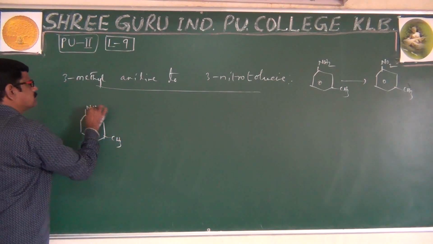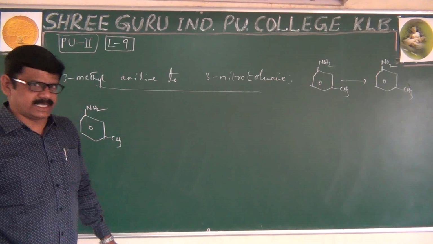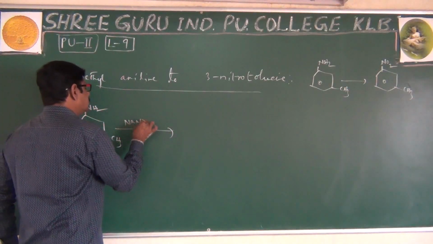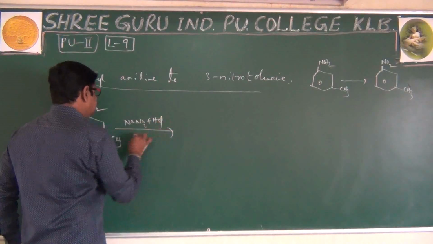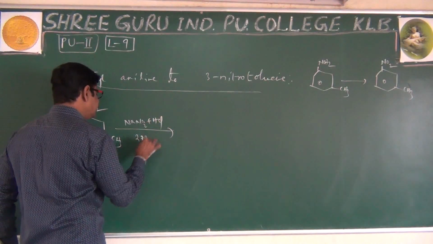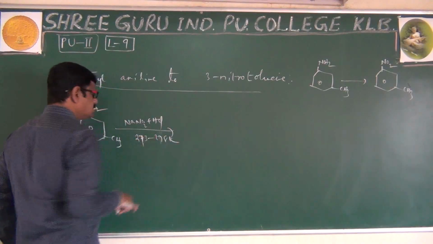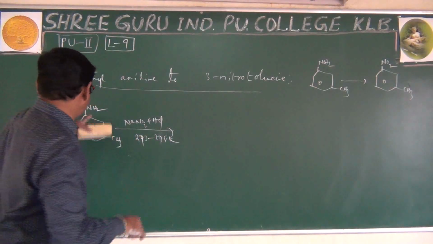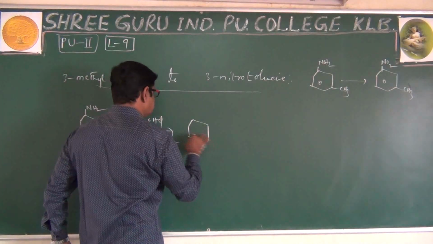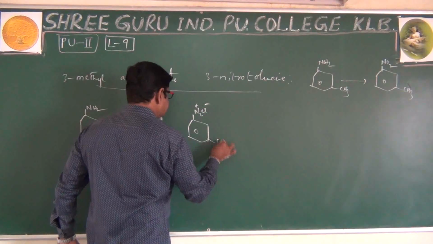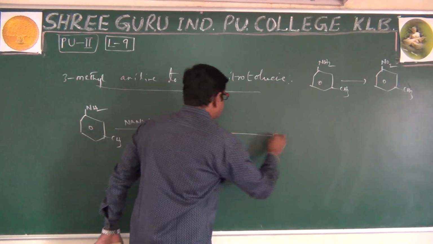CH3, NH2. This NH2 we are diazotizing again with NaNO2, HCl at 273 to 278 kelvins, that is 0 to 5 degrees centigrade. The NH2 is converted into N2Cl. The methyl group remains as it is.